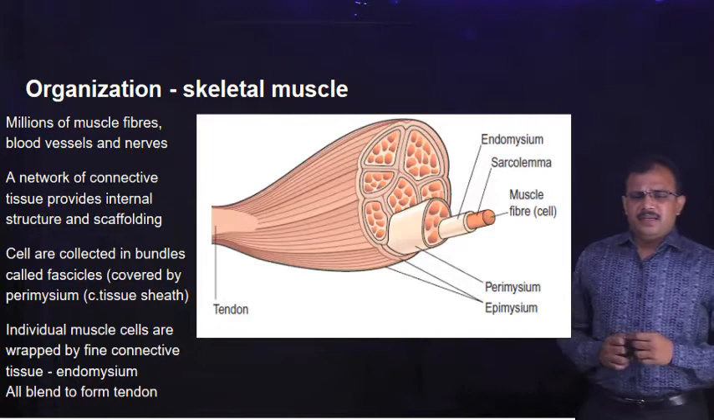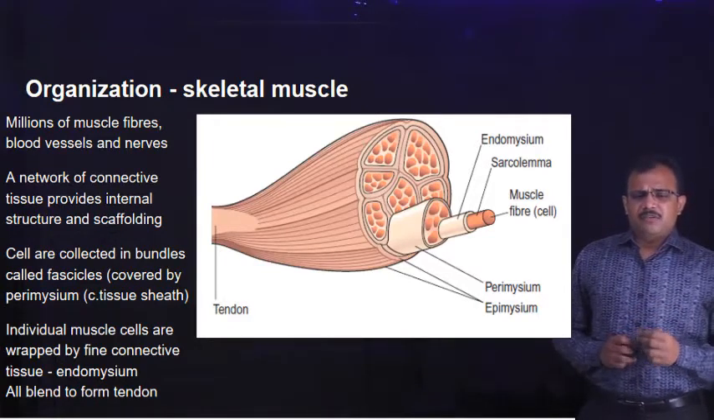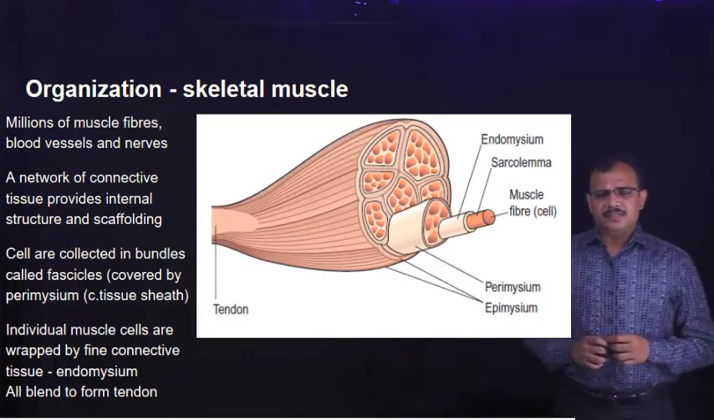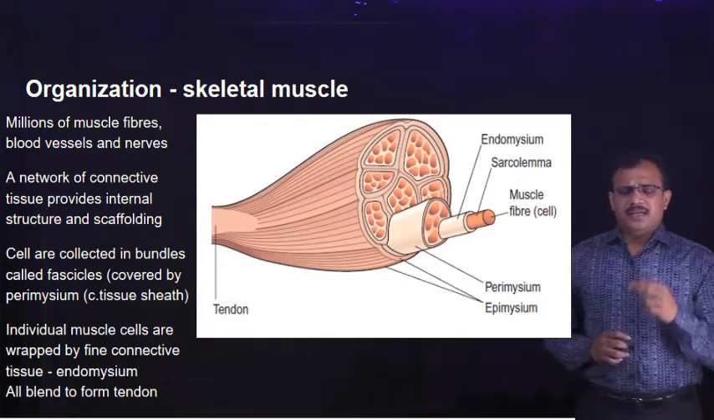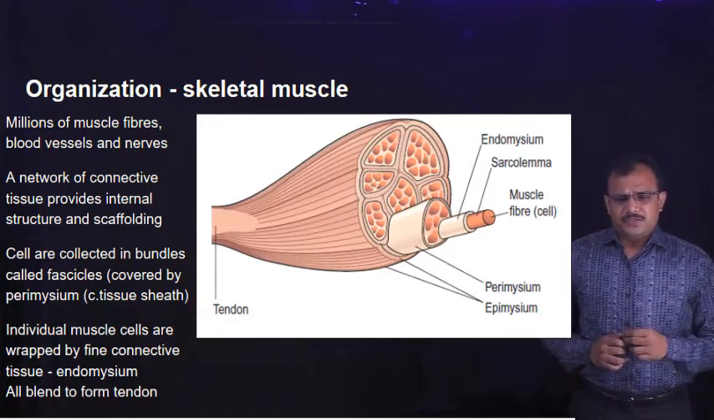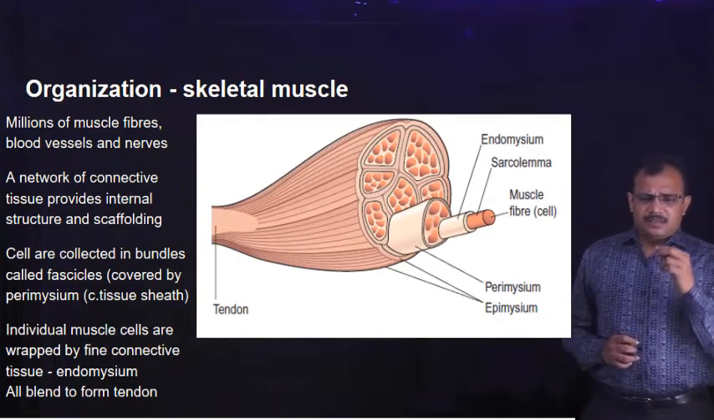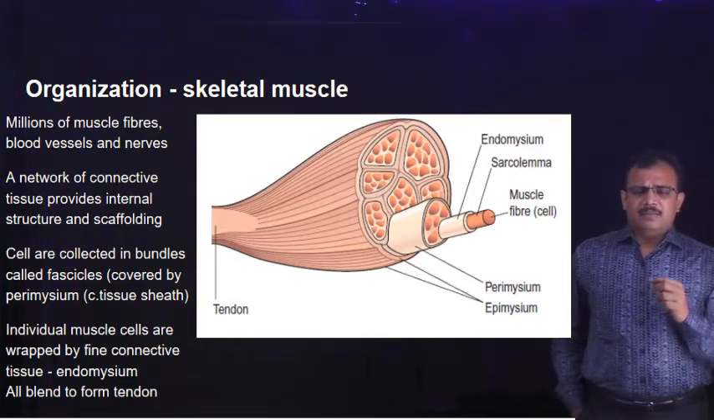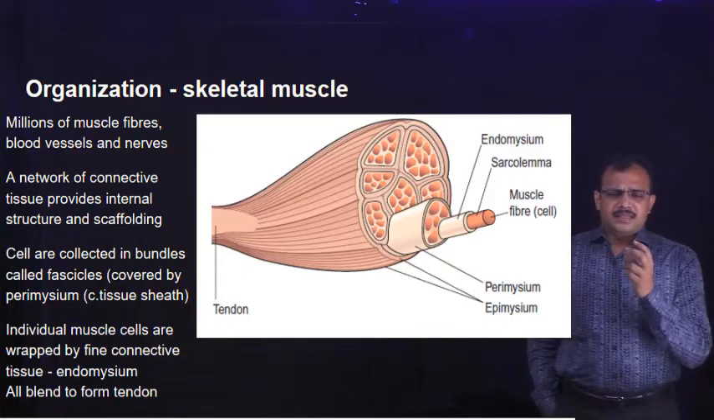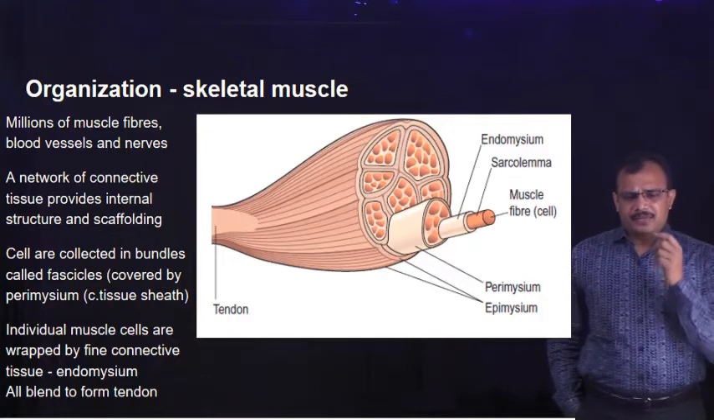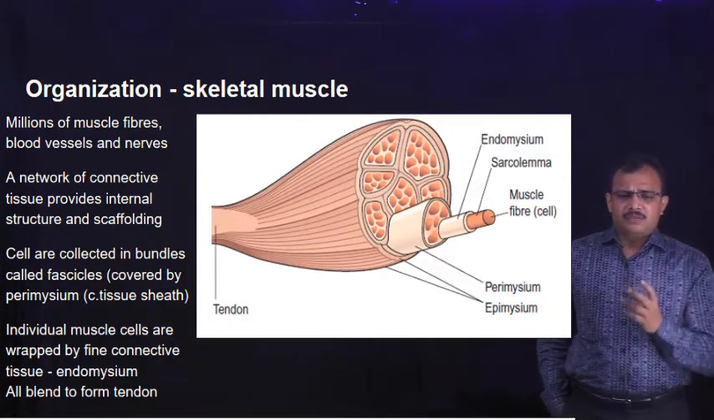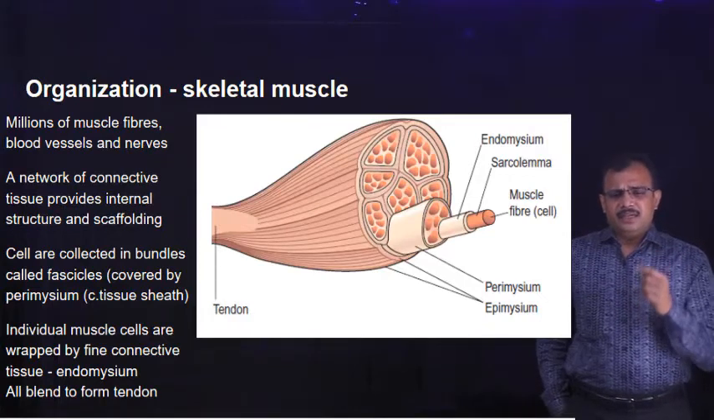In the same way, each fascicle consists of individual muscle fibers, and these individual muscle fibers are once again covered by a connective tissue sheath, and this is called endomysium. So in this way, each muscle cell is covered by endomysium, and many muscle cells are grouped together to form a fascicle, which is covered by perimysium, and many fascicles are grouped together to form a muscle, which is covered by epimysium.